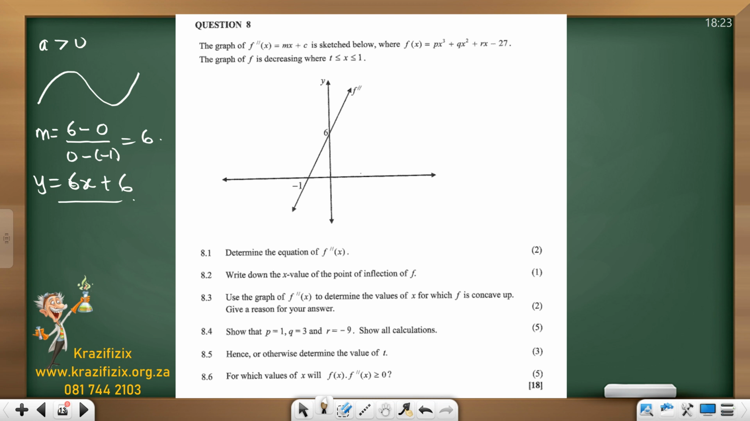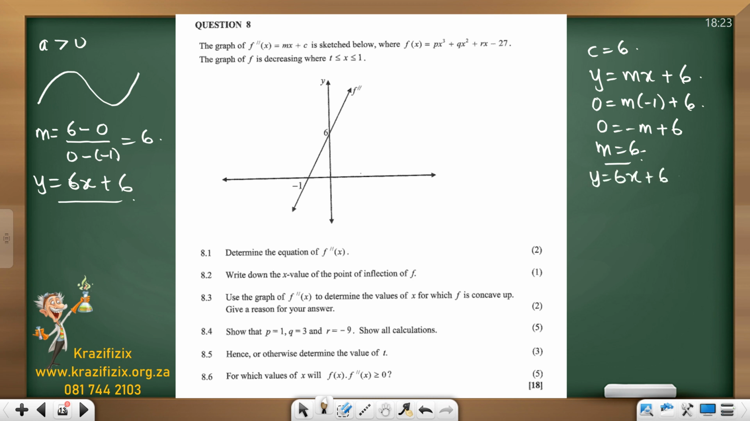Okay, let's see what you did. You said your c is 6. So y equals mx plus 6. We have a point, -1 and 0. So 0 equals m times -1 plus 6. 0 equals -m plus 6. Move the m over, gives you m equals 6. So we still have y equals 6x plus 6. Write down the x value of the point of inflection.